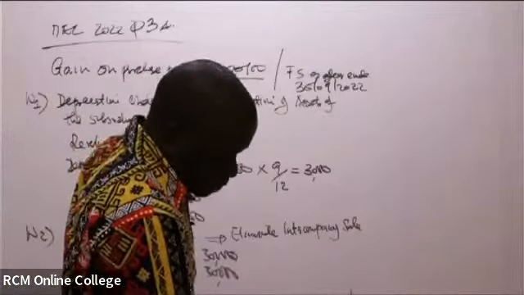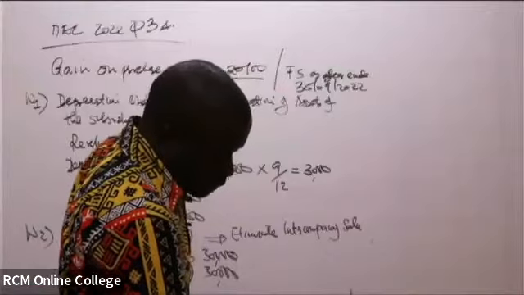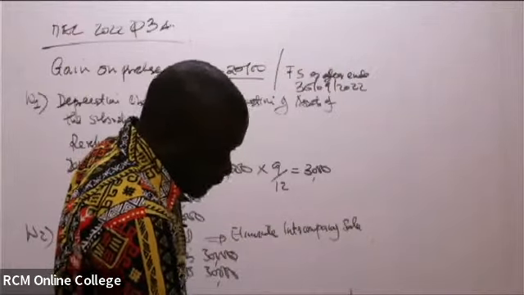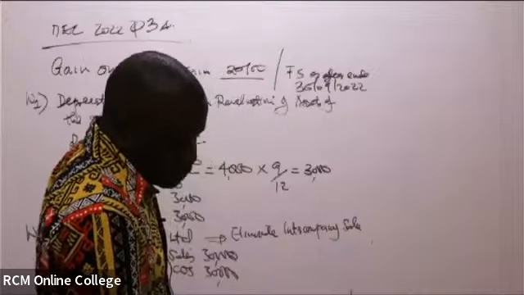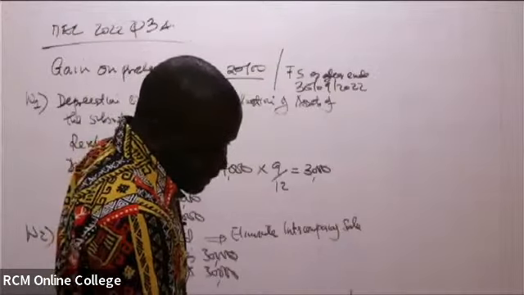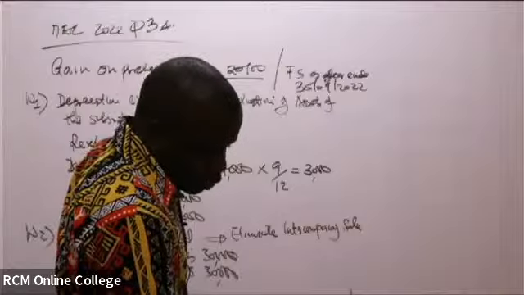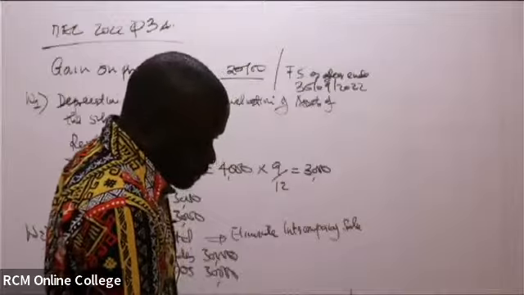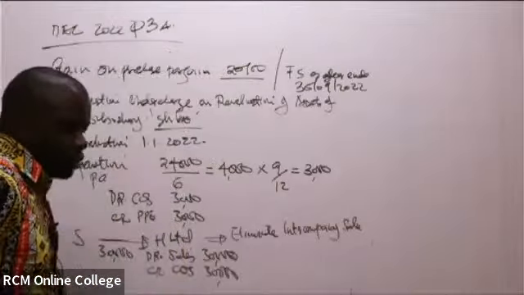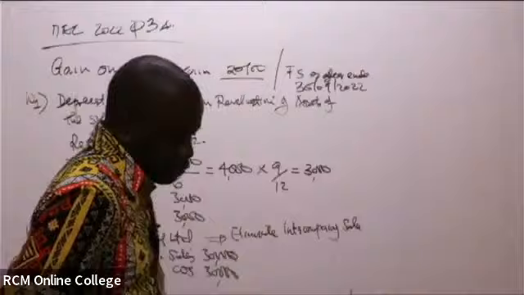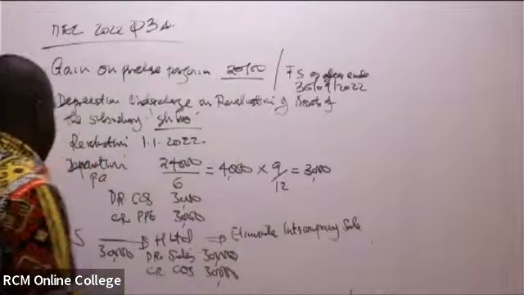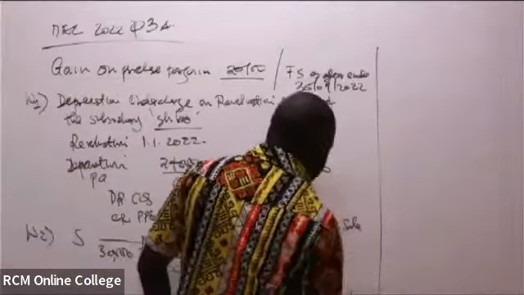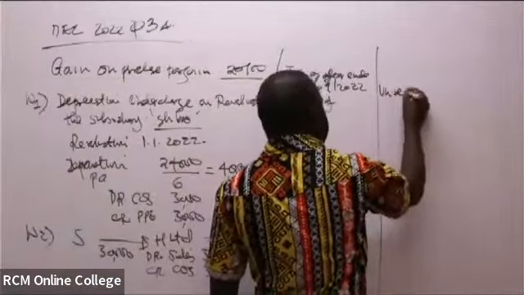Then still on the same item, S Limited reported a gross profit margin of 25% on these sales. H Limited inventory includes a fifth of these goods as at 30th of September 2022. So in this case, there is what you're calling unrealized profit on closing inventory. So we'll compute the unrealized profits.